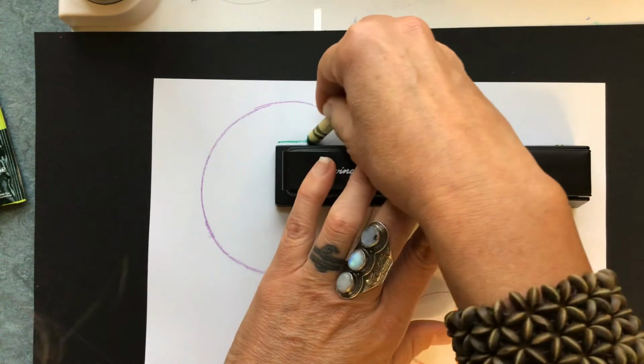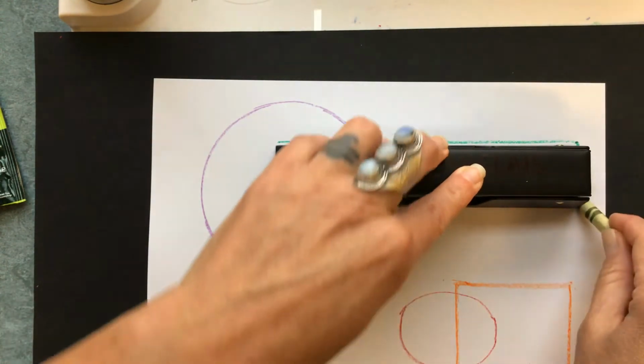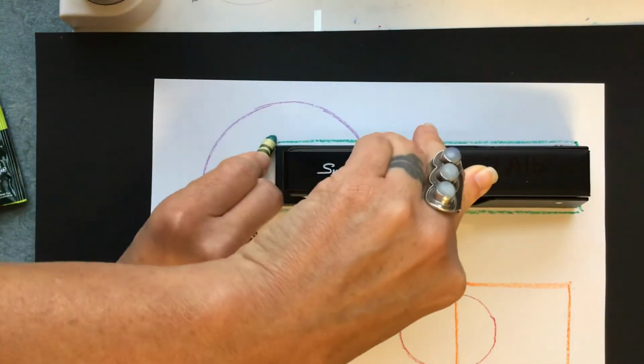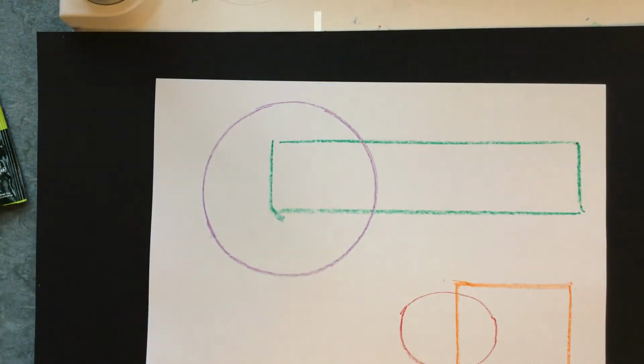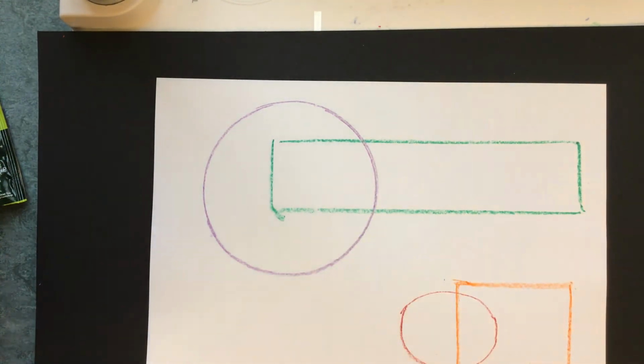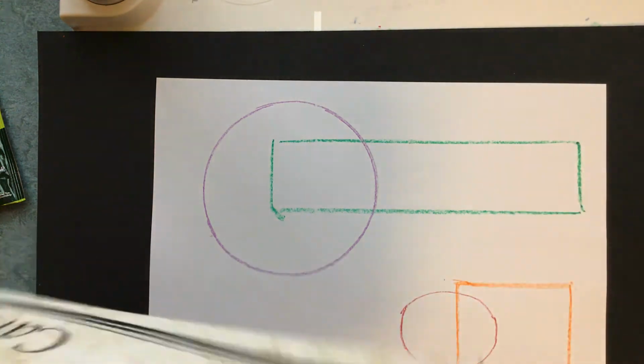So I'm going to trace my stapler. And there's my rectangle. Now I have that cool shape because of the overlapping. Awesome. All right, I am going to switch to a different color now, maybe this blue over here. And whoa, I've got a huge shape.